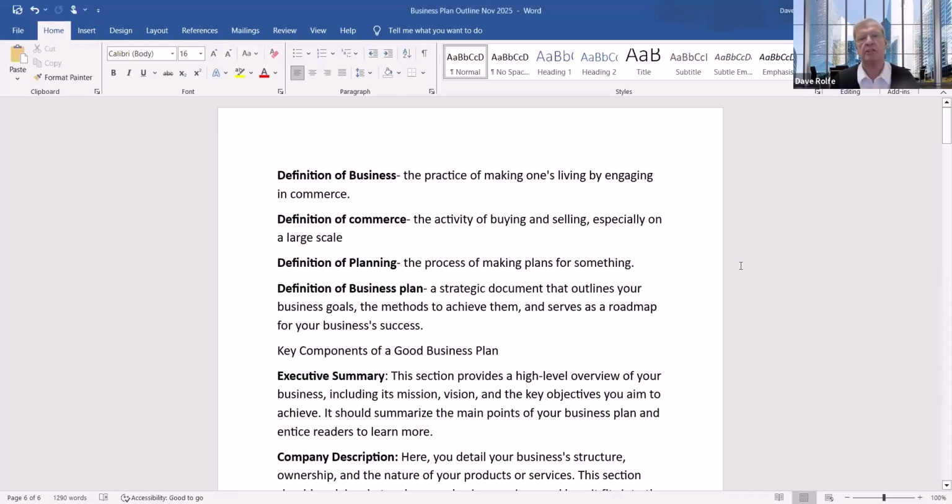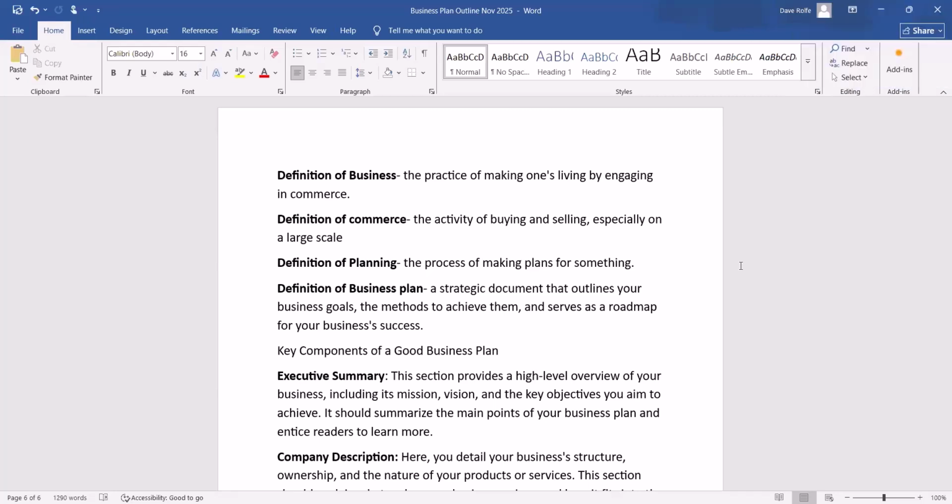So, definition of business: the practice of making one's living by engaging in commerce. Definition of commerce: the activity of buying and selling, especially on a large scale. So if we look at what we do, this is what we do. We're in business and we are doing commerce. Definition of planning: the process of making plans for something. And then the definition of a business plan. I did a Google search on this, real simple. It's a strategic document that outlines your business goals, the methods to achieve them, and serves as a roadmap to your business success. That's a business plan.